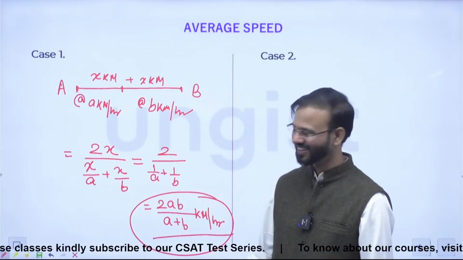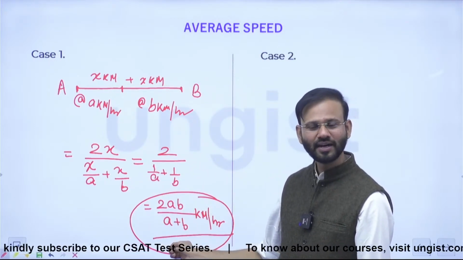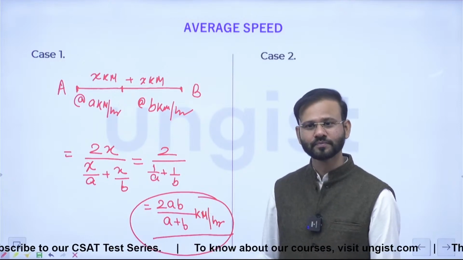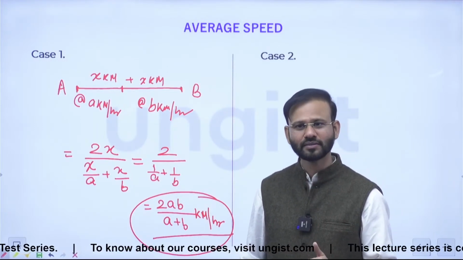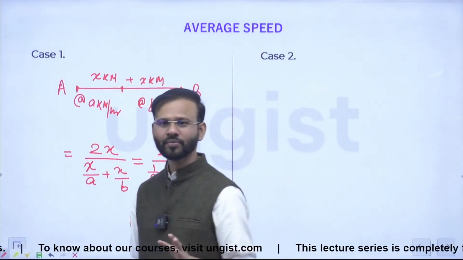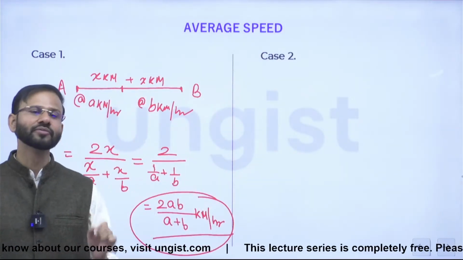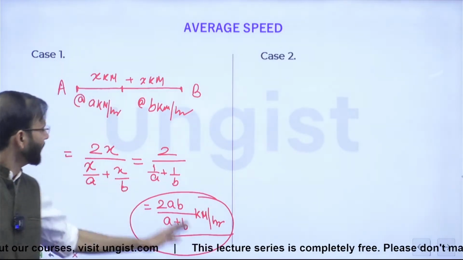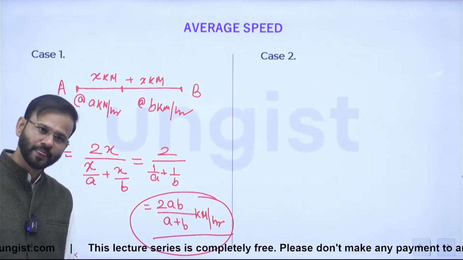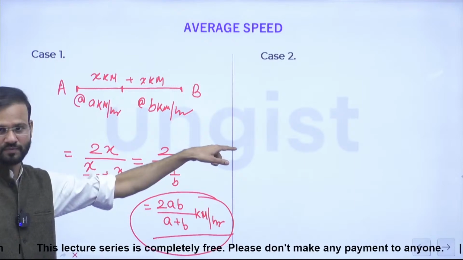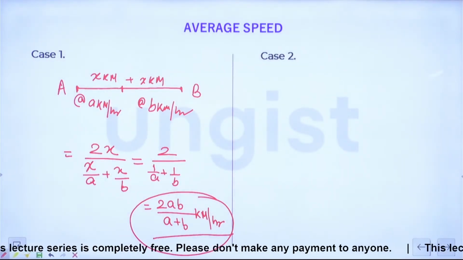Right everybody? In the last question I have ignored 1 kilometer. Getting it everyone? Okay, all of you clear? So even if the distance is not given to you, you can find the average speed in these type of questions. Clear everybody? And I'll tell you case 2 also. Note this once, please.